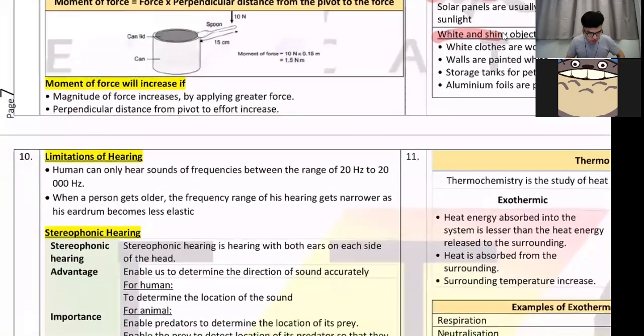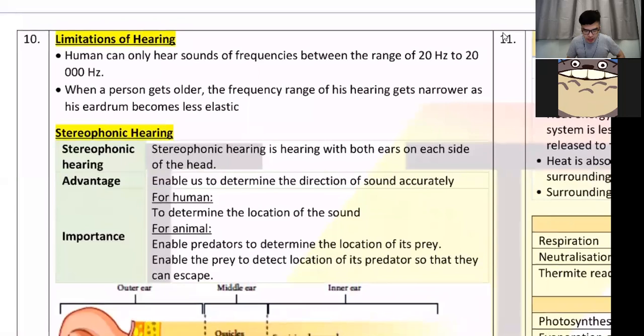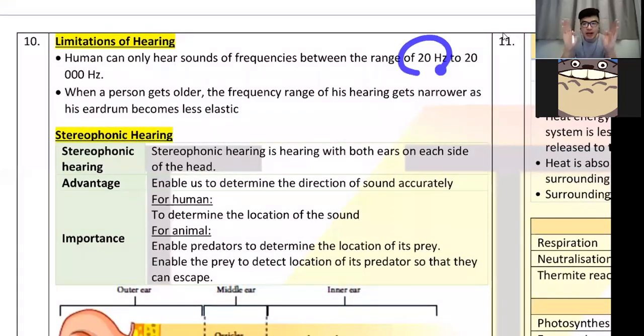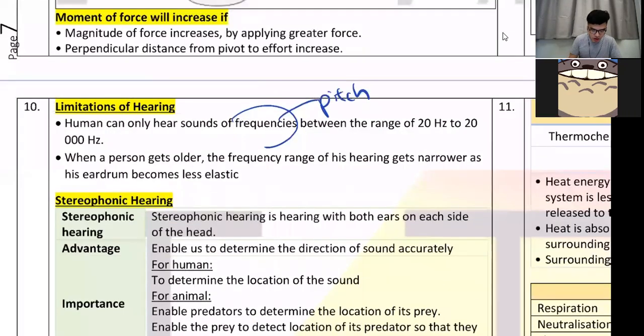All right. So next, hearing. Okay, this is in your Form 2. So our human hearing, you can only hear from 20 to 20,000 hertz. This is our limitation of hearing. And this range of hearing will get narrower as you age. Okay, what is frequency? Before that, let me do some revision. Frequency determines your pitch. Low frequency means very bassy sound. High frequency is all the treble sound. Okay, high pitch.